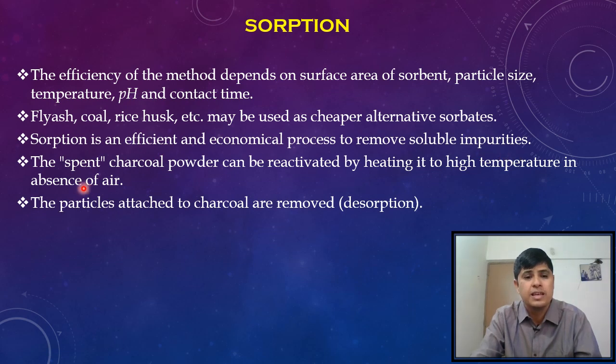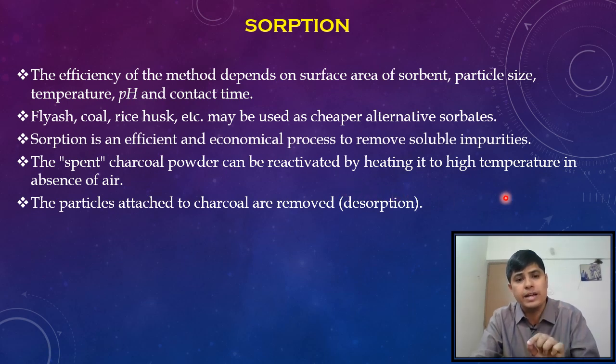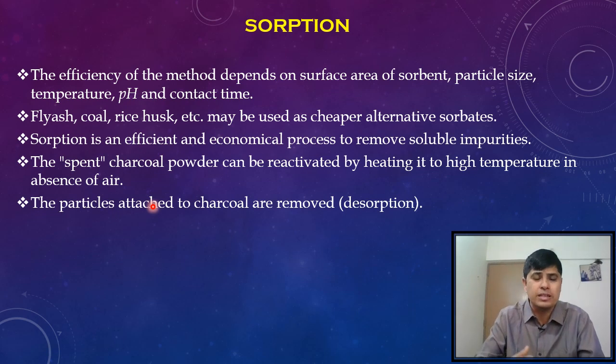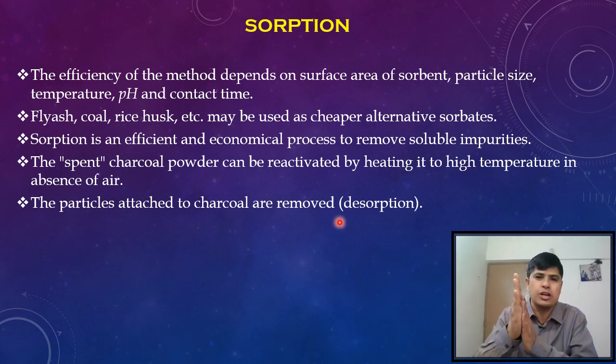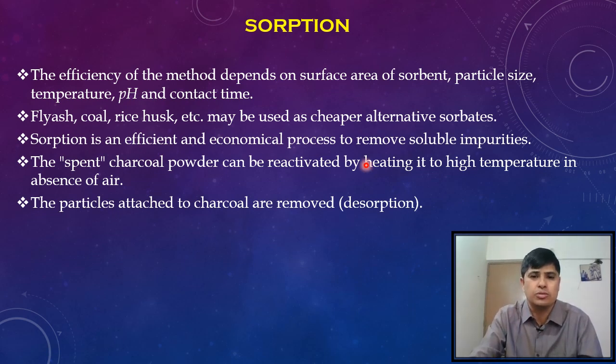The spent charcoal powder can be reactivated by heating it to high temperature in the absence of air. The particles which are attached to charcoal, that is the pollutants, are removed, and that is called desorption.